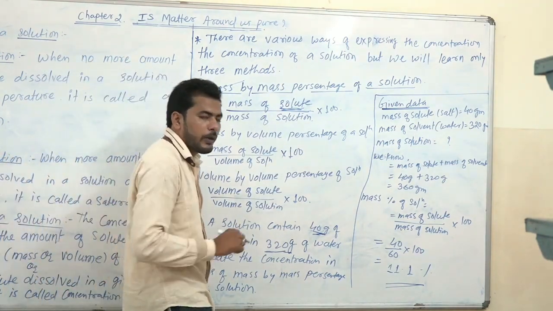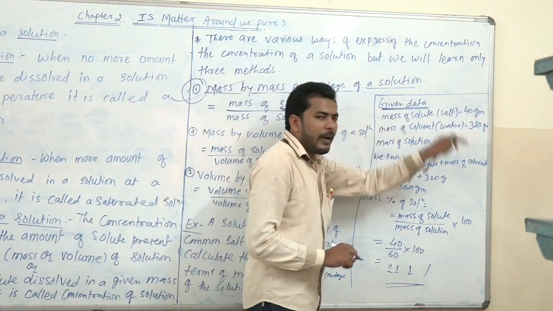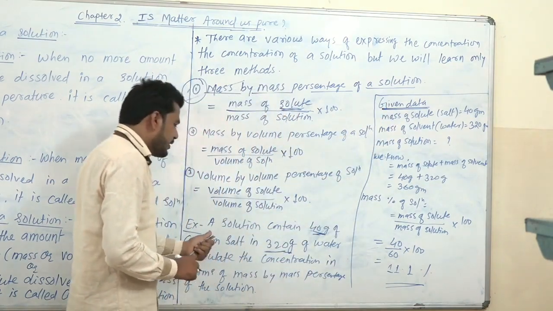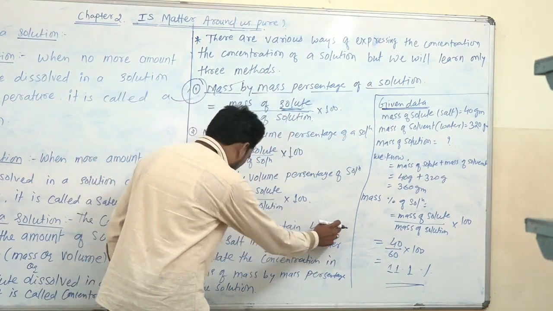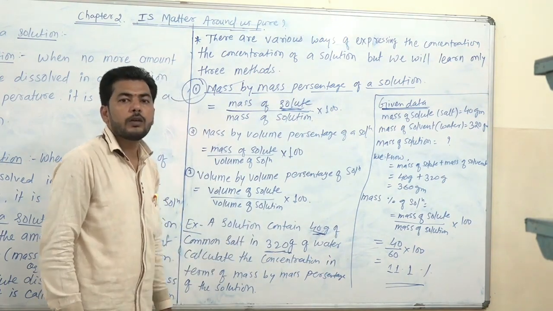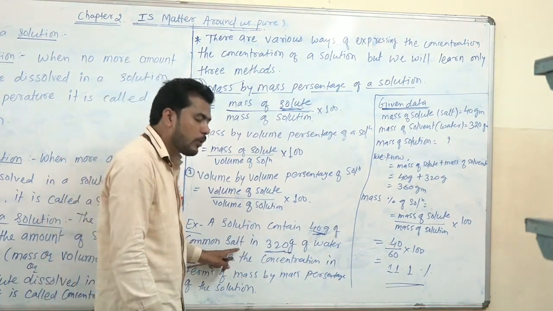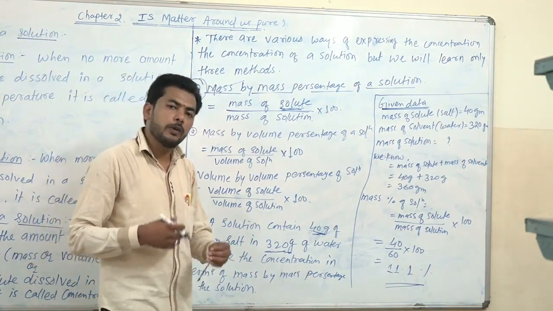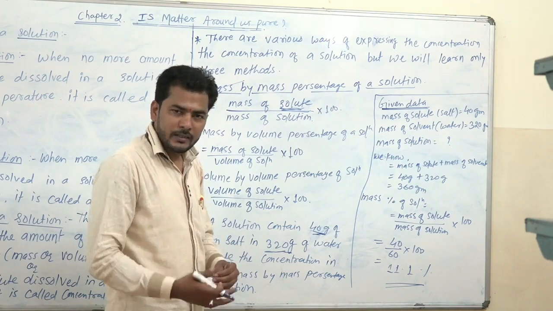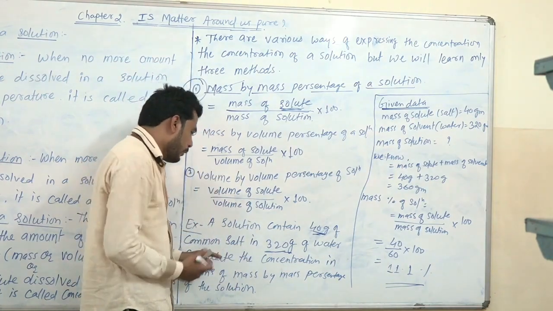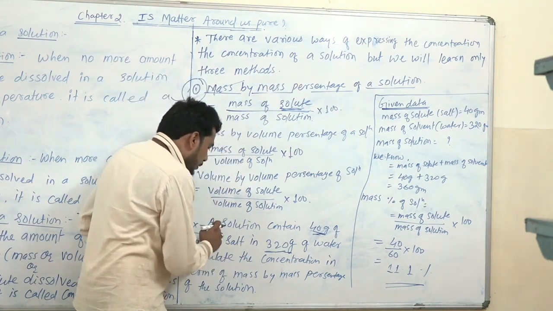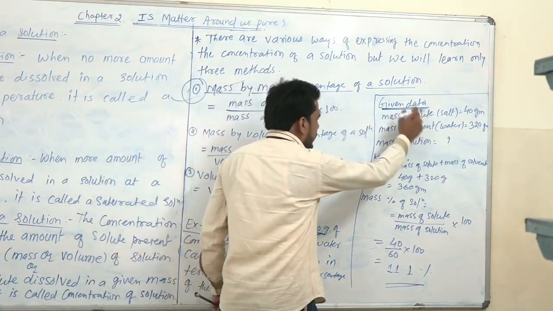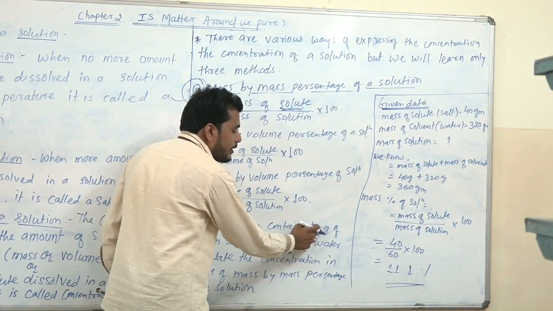Okay, it means weight. So, given data in the example, mass of solute, which is given. A solution contains 40 gram of common salt. It means it is what? Solute. We know that very well. What is solute? What is solvent? We know. In the previous video we saw about solute and solvent. But now here, what is given in the example? The given data is mass of solute. Mass of solute given is 40 gram.